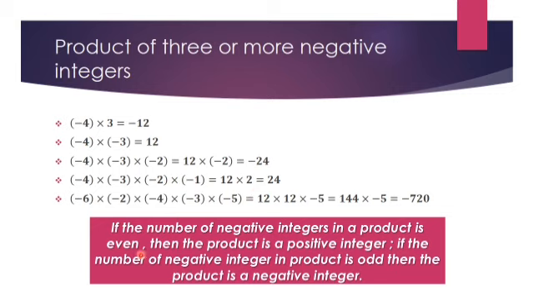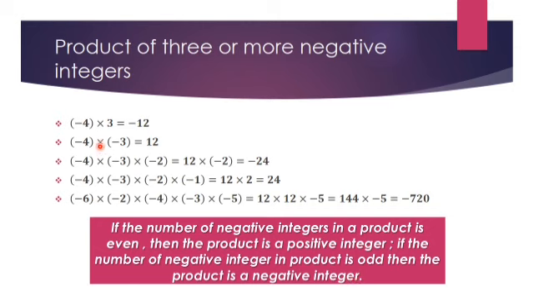And if the number of negative integers in a product is odd, it means the first case, 1 is odd, 3 is odd, 5 is odd. If the number of negative integers in a product is odd, then the product is a negative integer.